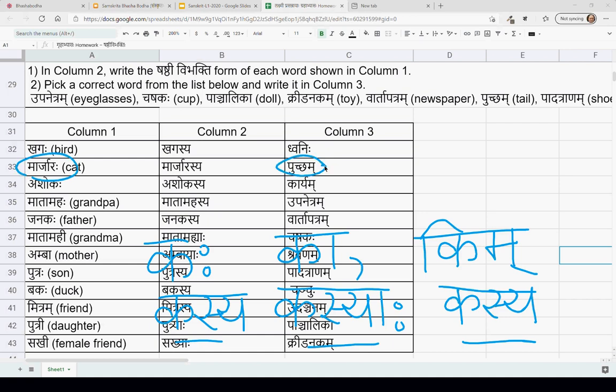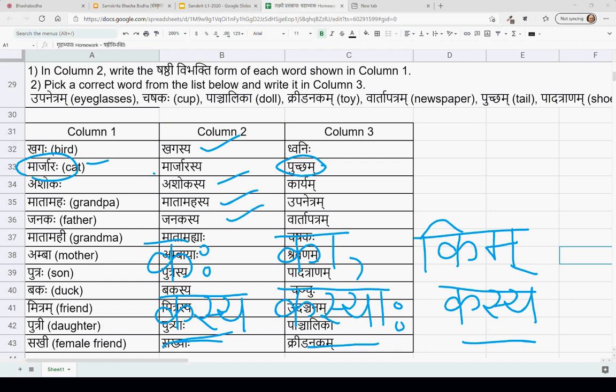We should not look at Pucham, because we are asking whose tail it is. That whose is Marjarasya. So it is Pullinga, Marjaraha is a Pullinga word. So use the question word also in Pullinga. Kasya Pucham. And similarly, Kasya Dhvanihi, Pullinga. Kasya Karyam. Kasya Upanetram. Kasya Vartapatram.